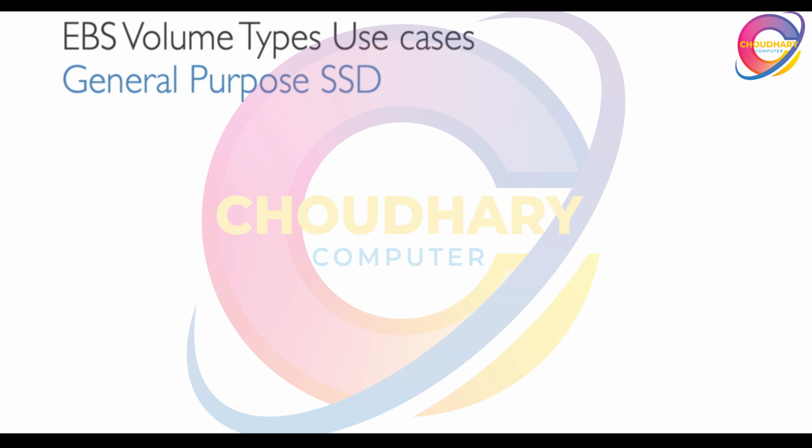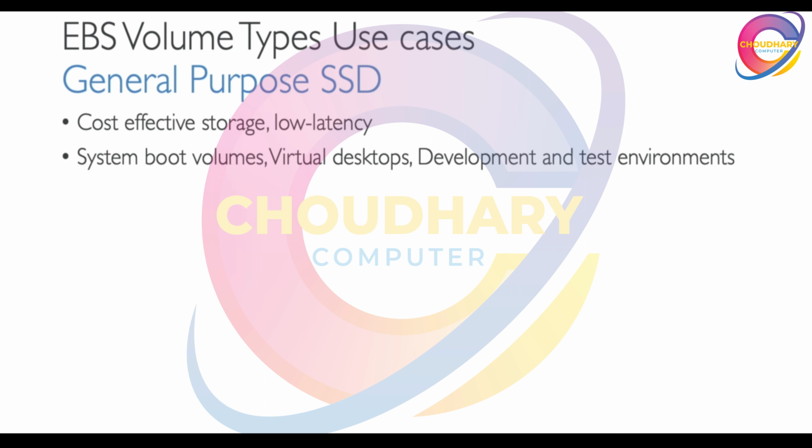So now let's do a deeper dive into GP2, GP3, IO1, IO2, and the other ones, but GP2, the general purpose, and the provision IOPS are going to be the most important for your exam. So GP2 is cost-effective storage with low latency, and you can use it for system boot volumes, virtual desktop, development and test environments. The size can vary between 1 GB to 16 terabytes. And so we have differences between GP2 and GP3.